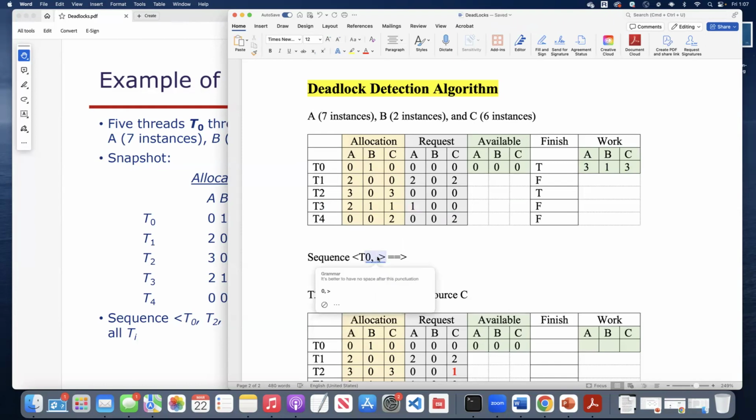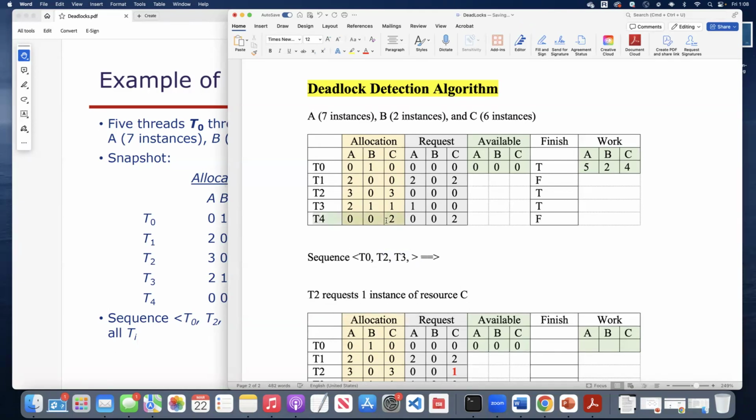Okay, so we have T2 and T3 can finish. After T3 finish, T3 will release these resources. Now we update work vector. So add the 2 here, we get 5. Add 1 here, we get 2. Add 1, 2, 3, we have 4. And the next one is the T3.